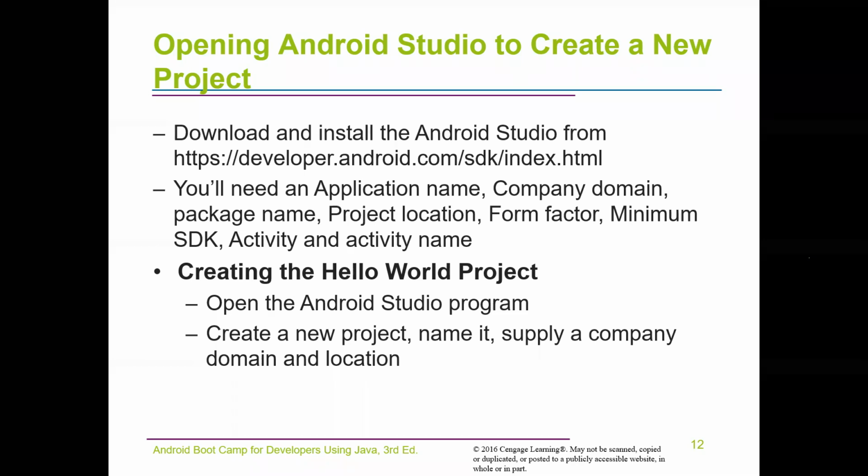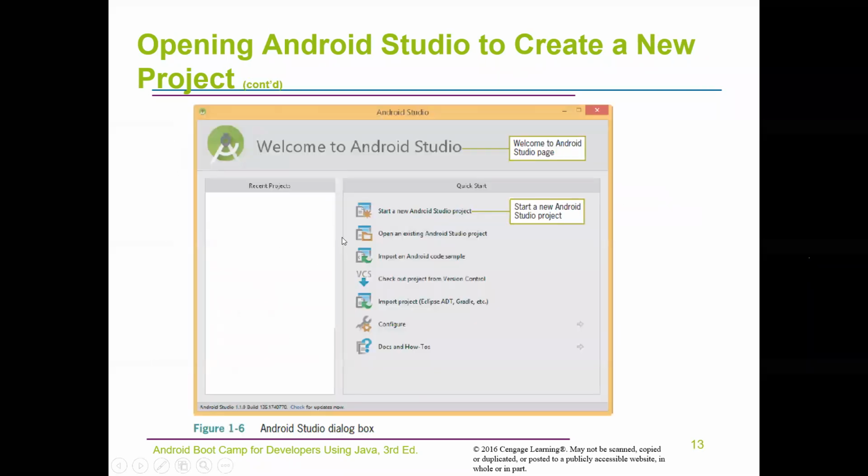You will need an application name, company domain, package name, and location, as you could see on the screen. All you have to do is supply that information in order for you to download. As simple as that. So in creating a Hello World project, of course that's very basic, but still we need to check how it looks. So open the Android Studio program. Assuming that we open those applications, here we go.